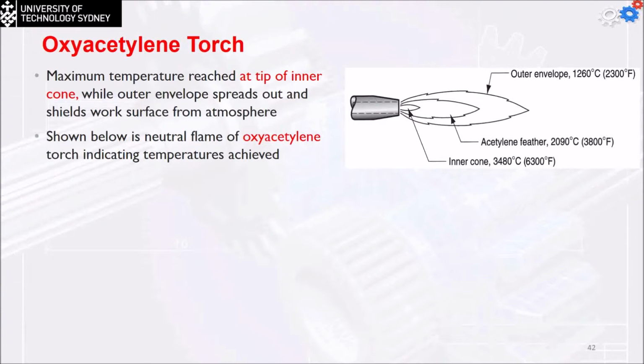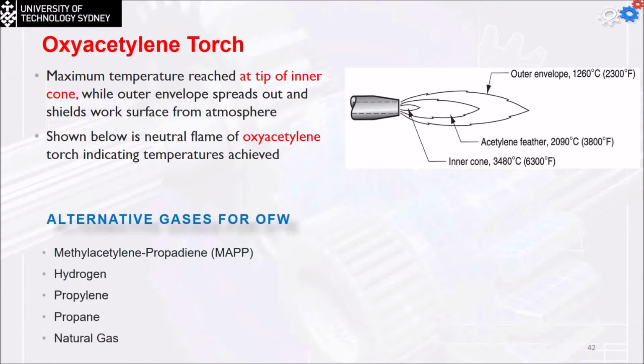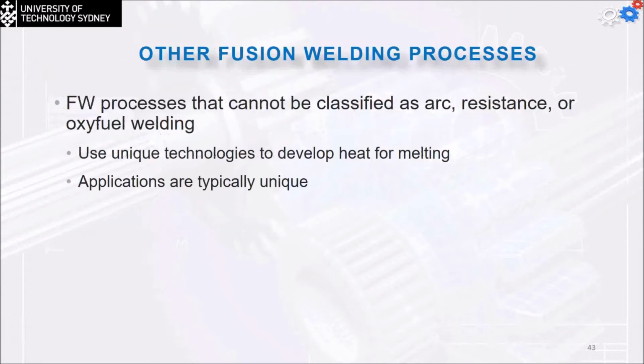Other fusion welding we can have, which the other processes cannot be classified as arc, resistance, or oxy-fuel welding, which use a unique technology to develop the heat of the welding for melting, and the applications are typically going to be unique. For example, we can have something for nanotechnology, nanomachining, very small parts. That includes the electron beam welding.